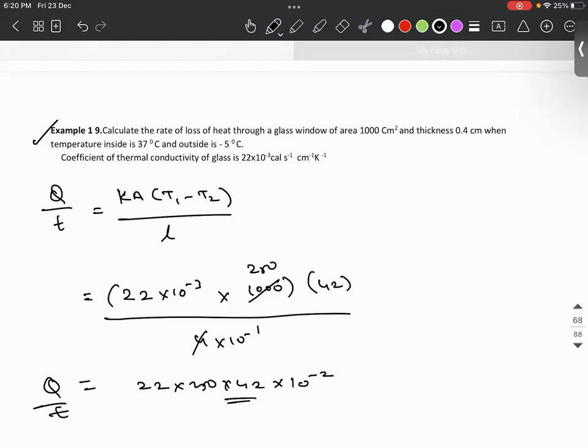Right, area. T1 is the higher temperature, T2 is the lower temperature. Generally, when they use the word loss, you expect the value to be negative. Here, it is not negative because we are taking from higher to lower, because heat flows from higher to lower. Loss of the word, but we expect a negative answer, but you will not get it. You will not get it because of this reason: the formula itself says the heat is going to flow from higher to lower temperature.